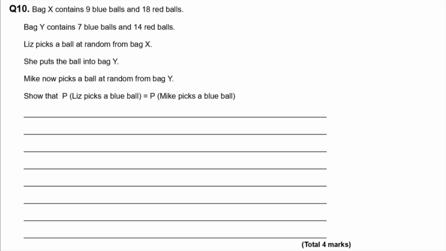Okay. Right, so let's just sketch out the probability tree for this particular situation. So first selection, that's when Liz is picking a ball from bag X. Okay, so there are blue and there are red. What's the probability of getting a blue ball? There are 9 blue balls. There are a total of 9 plus 18, that's 27 balls. So 9 in 27 of getting a blue one, and then that's 18 out of 27 of getting a red one. Okay.